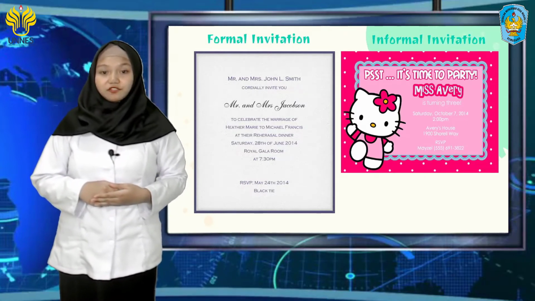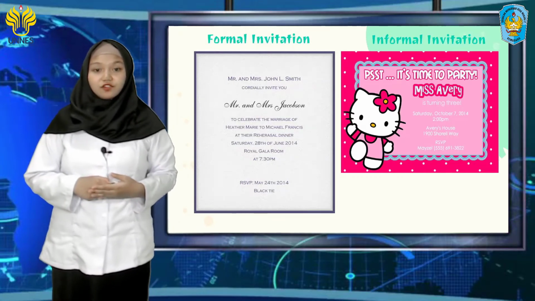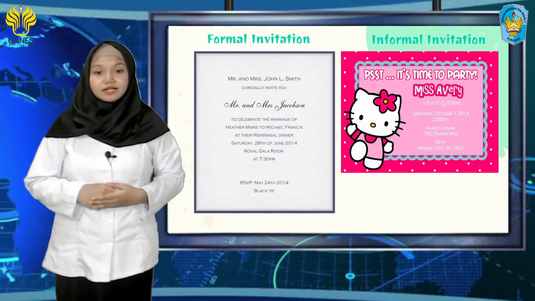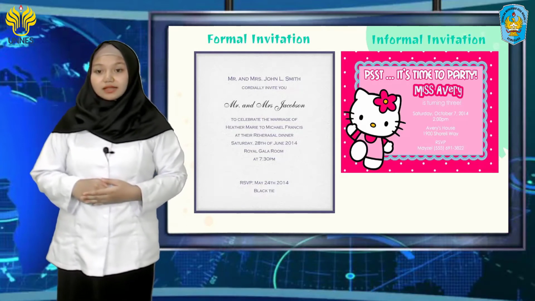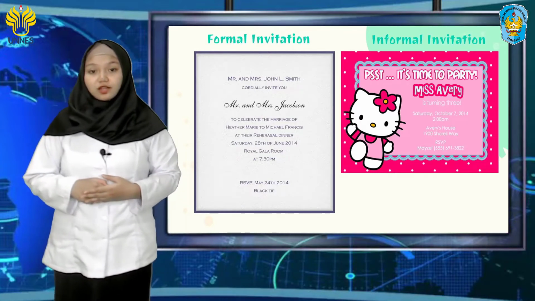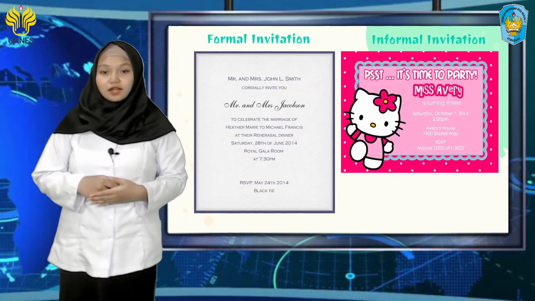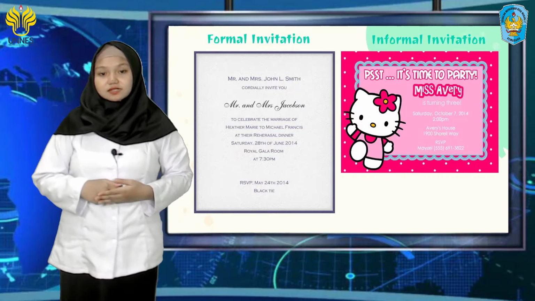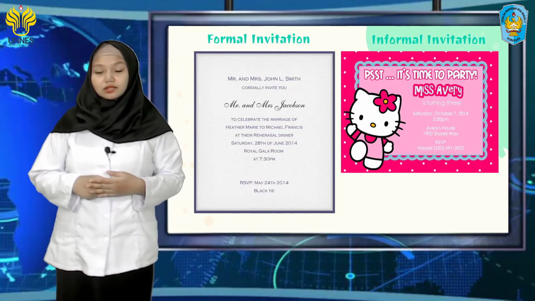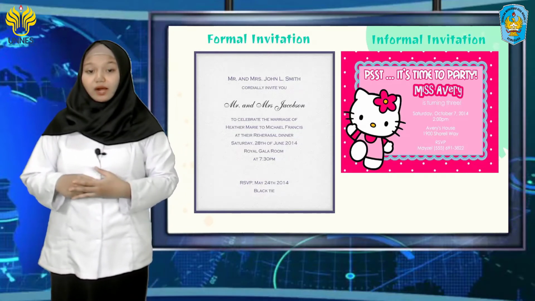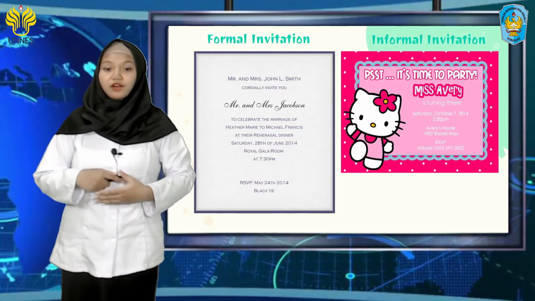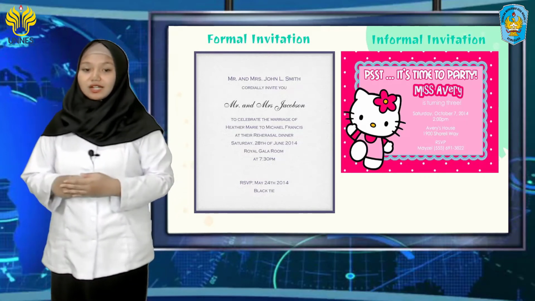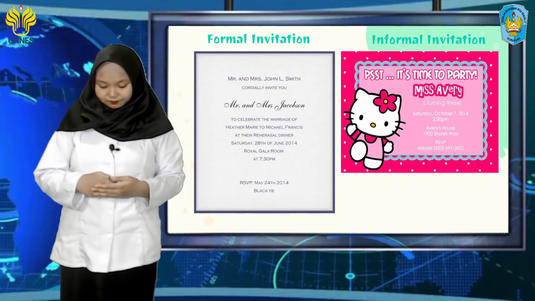Now, in this formal invitation, usually there is RSVP. What is RSVP? RSVP means please reply. But in the informal invitation, there is also RSVP. What are the functions of the RSVP? RSVP is, what is that? It's a letter. Yeah, we have to write a letter returned to the inviter. We have to confirm that we can or we can't attend the event.